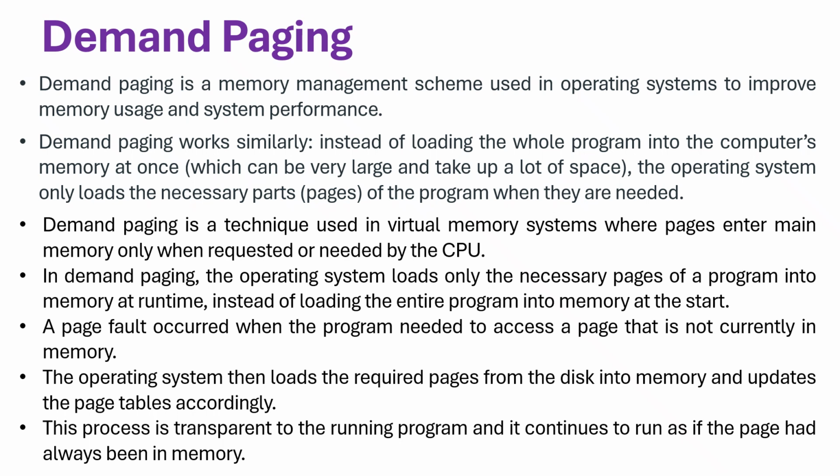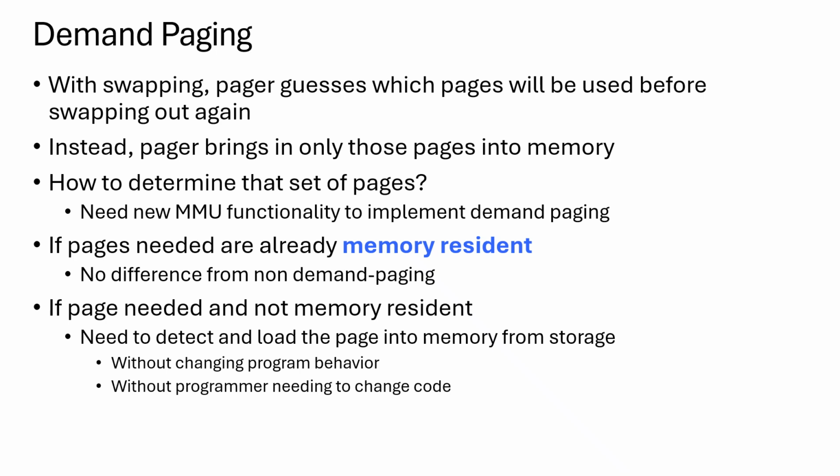A page fault occurs when the program needs to access a page that is not currently in memory. If the CPU needs one part of the program and it is not available in memory, it is called a page fault. Then the operating system loads the required page from disk into memory and updates the page table accordingly. The process then continues to run as if the page had always been in memory. In demand paging with swapping, the pager guesses which page will be used before swapping out again. Instead, the pager brings in only those pages into memory.